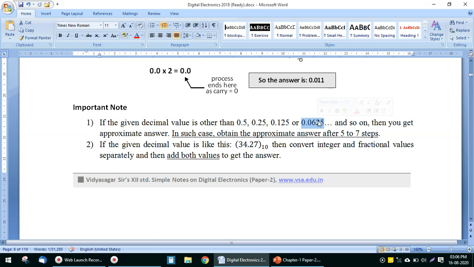0.0625 is nothing but the value of 1 upon 16. 1 by 16 yields 0.0625. So if the given decimal value is other than these values, then you get an approximate answer. Remember this point.